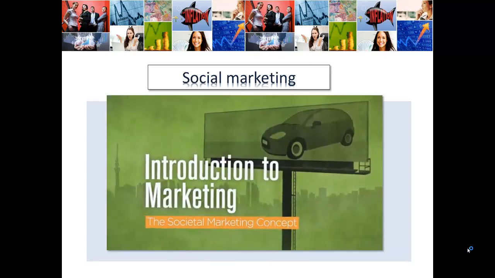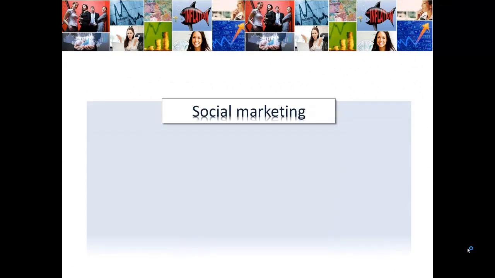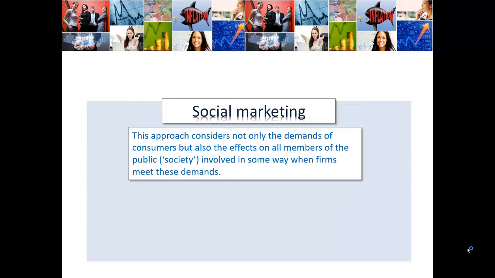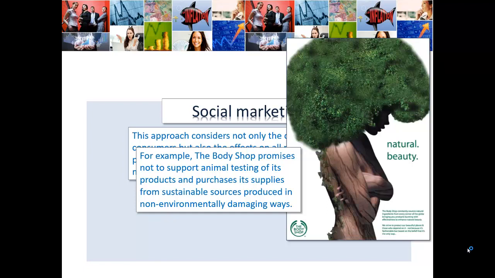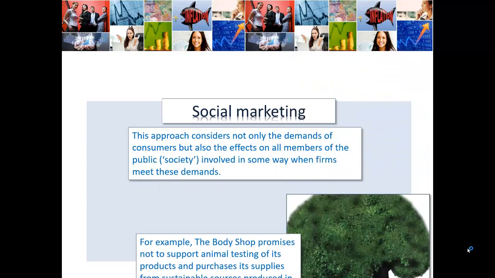Okay, social marketing, a strategy that many companies are using today. The approach considers not only the demands of consumers but also the effects on all members of society, and they're involved in some way when firms meet these demands. So for example, the Body Shop promises not to support animal testing of its product and purchases its supplies from sustainable sources produced in non-environmentally damaging ways.